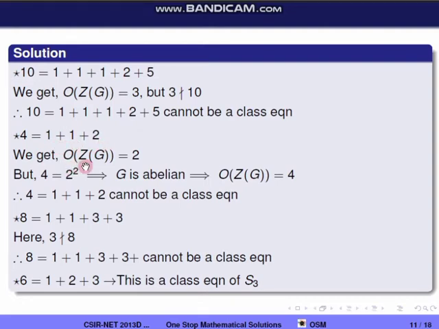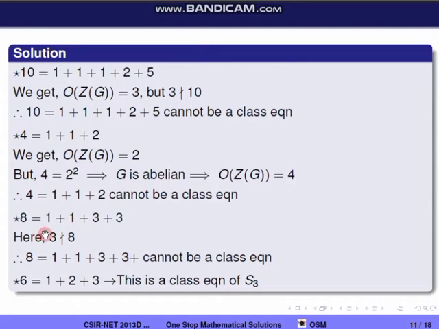So we get the order of Z(G) is equal to the number of ones, that is 2. But 4 is equal to 2 square, that is the p square form. Therefore, this G will be an abelian group, so the order of Z(G) should be 4. But here we got it as 2, so this cannot be a class equation.